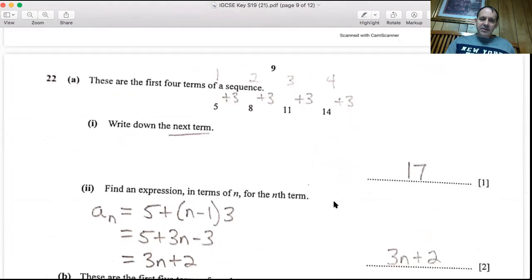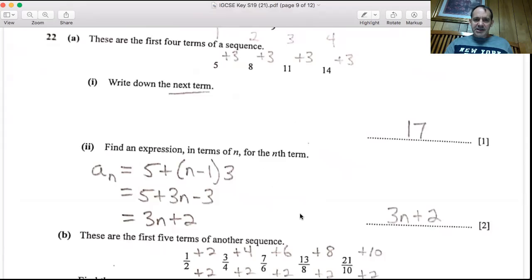Moving on, we get to a sequence here, which gives us 4 terms of a sequence. What you're looking for is basically a pattern. It says write down the next term. From 5 to 8 is a gain of +3. 8 to 11 is also +3. 11 to 14 is also +3. So the next number is going to be 14 plus 3, which is 17.